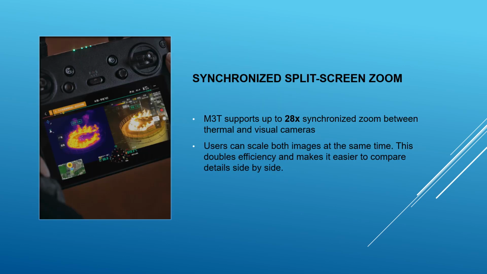The Mavic 3, like the Mavic 2, also has a split screen where you can see the infrared screen and normal video or picture. It has a zoom of up to 28 times, which is very, very good compared to the Mavic 2, which only had 16 times. So this is a very good synchronized zoom for the Mavic 3.